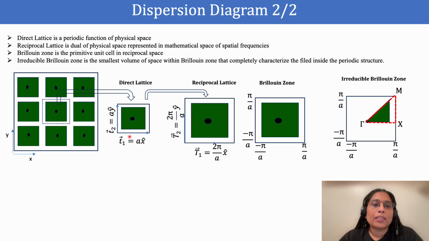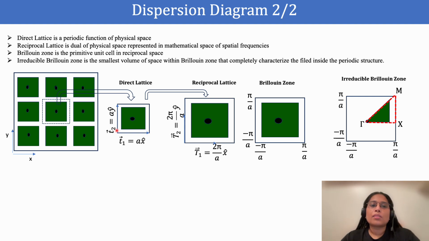Here we can represent the unit cell as T1 equal to a x cap and T2 equal to a y cap. So nothing complex here, where a is the periodicity in the x-axis and a is the periodicity in the y-axis. These are the same as we are considering the square lattice.